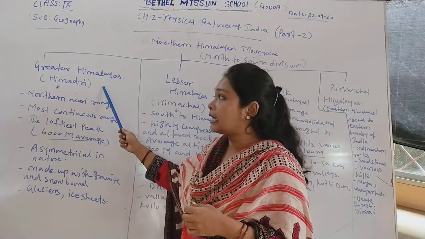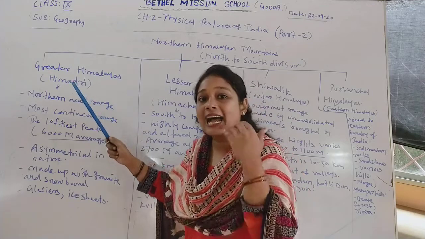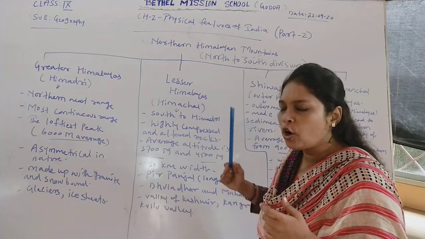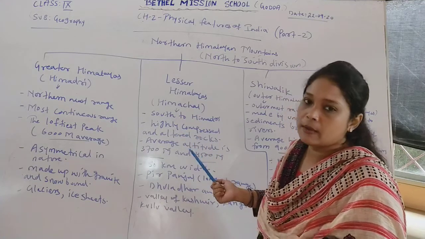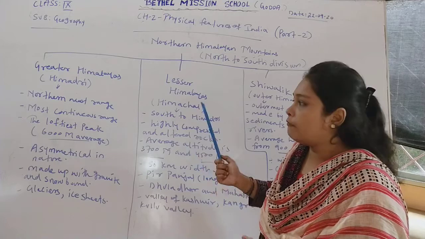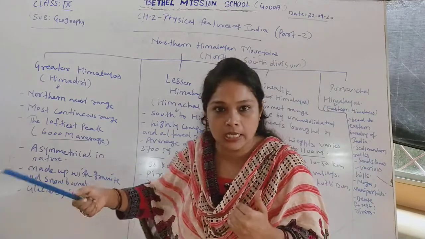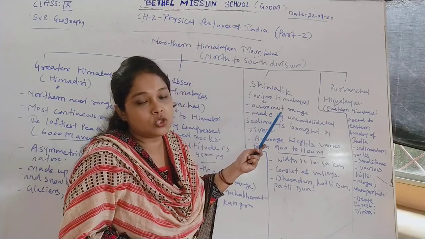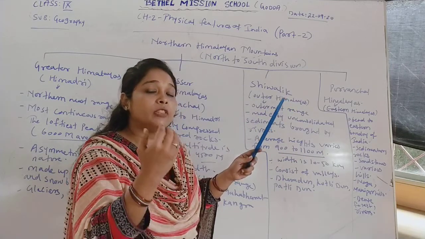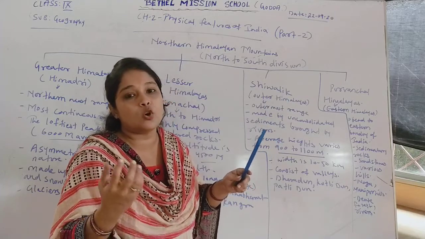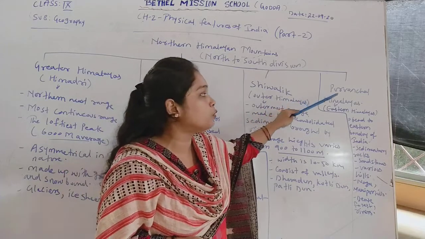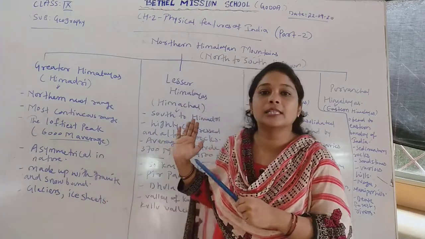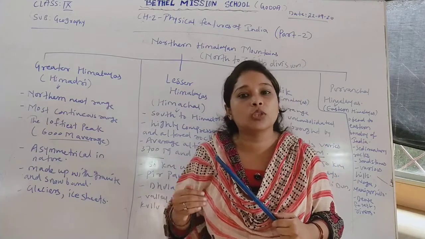That is the Greater Himalayas, or Himadri, which is the highest. Then we have the Lesser Himalayas, or Himachal, which is lower than the Greater Himalayas. Then we have the Shivalik ranges, or Shivalik mountains. And lastly, the very lowest height of the Himalayas, which is called the Purvanchal Himalayas. So we are going to learn all these 4 parts of the north to south division in detail.